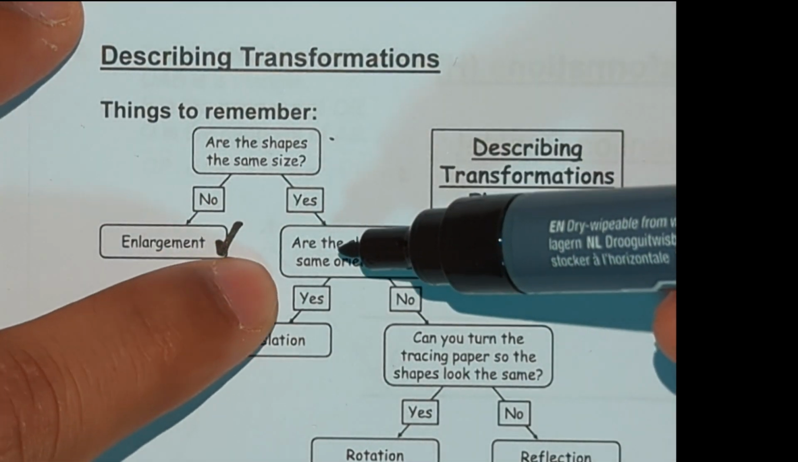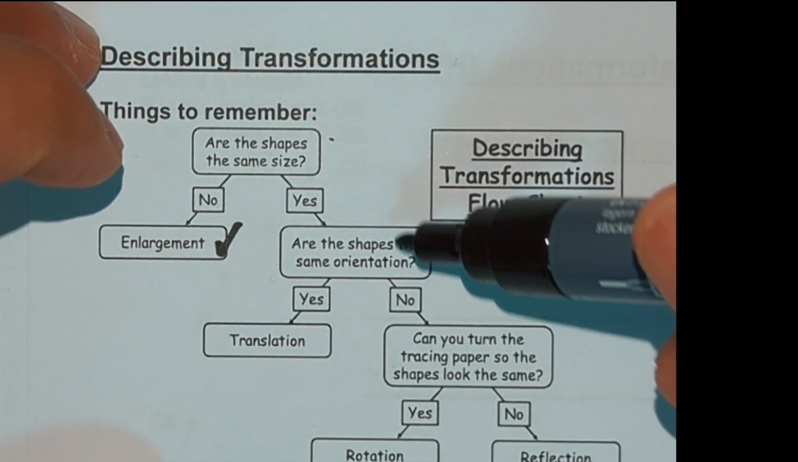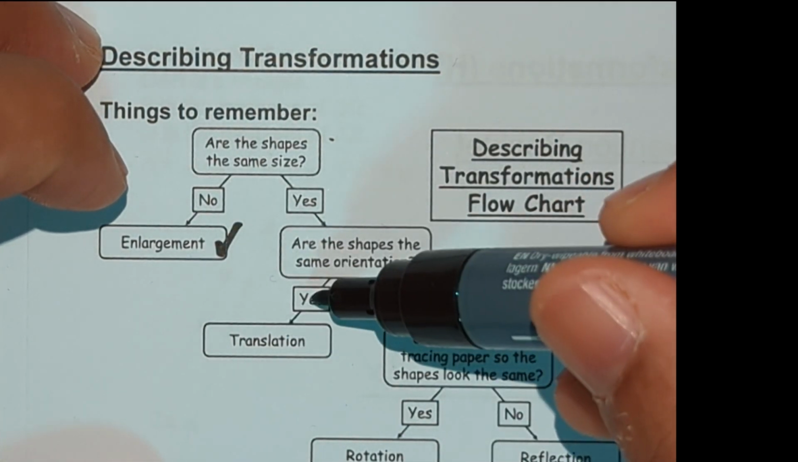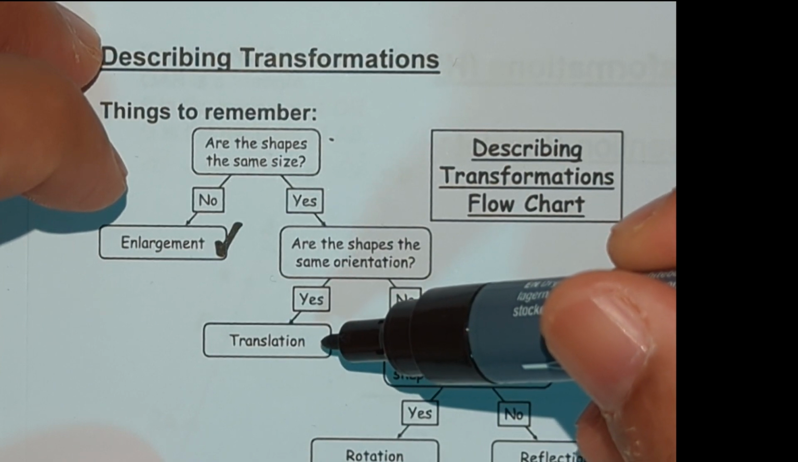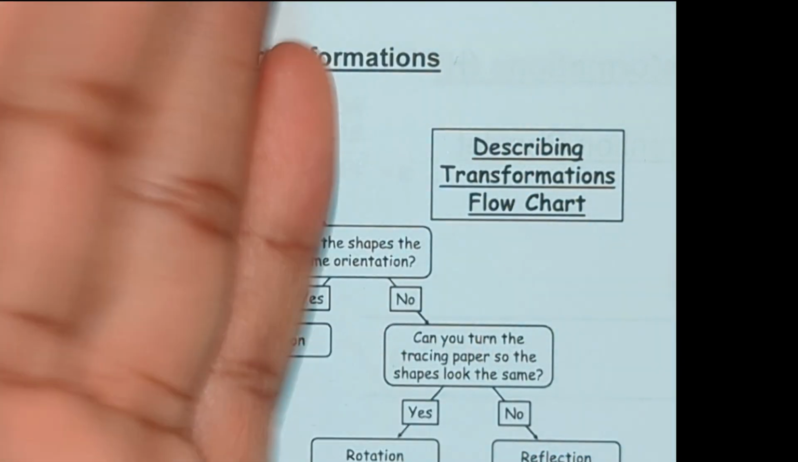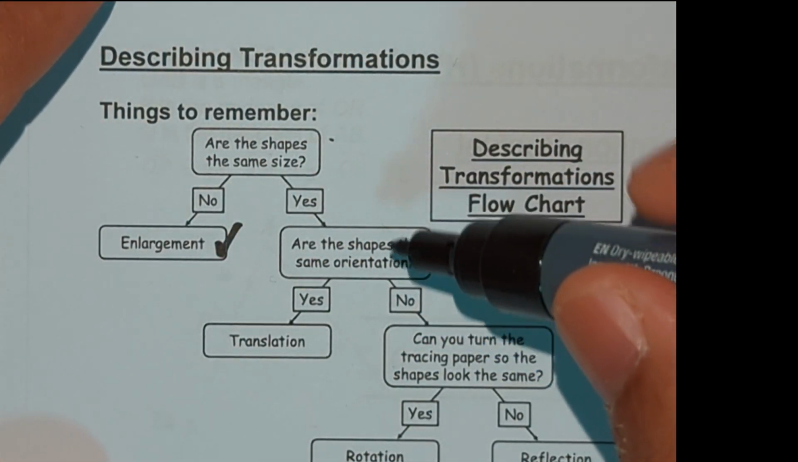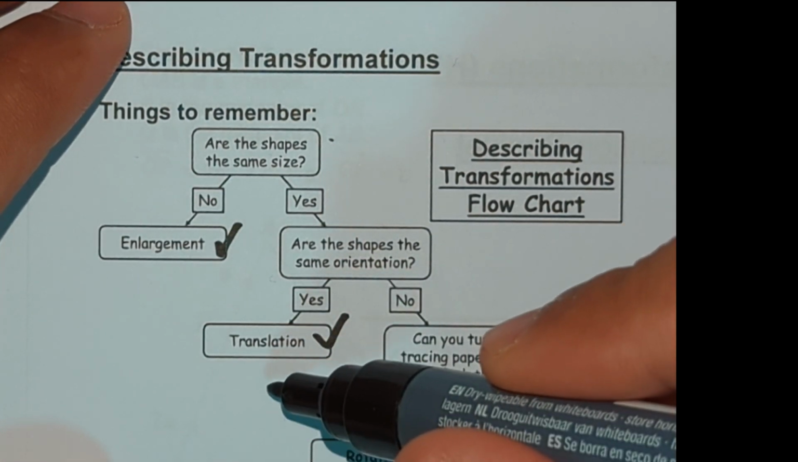Then the second question you could ask: are the shapes in the same orientation? Same orientation means keeping the shape the same. If it's yes, then it's a translation, because for the rotation and the reflection, orientation changes. So that's a rotation, orientation changes. And if it's a reflection, orientation changes as well. So you know it's a translation, and if it's a translation, you need to tell me the vector.